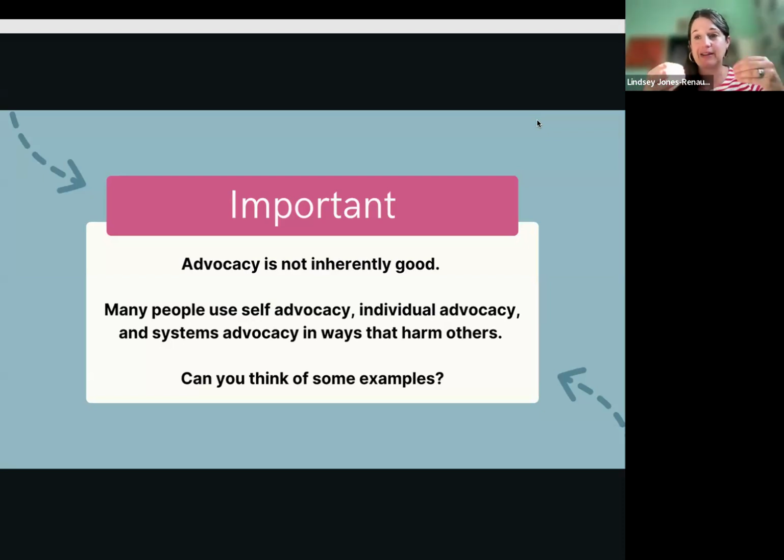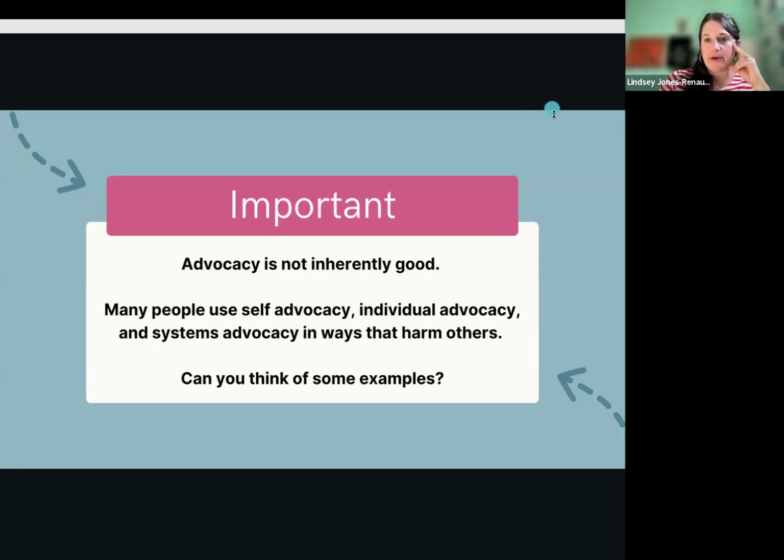So that's important to keep in mind: advocacy in and of itself is not inherently good. It's what you're using that advocacy for. It's what that issue is and how you are analyzing and thinking through how that issue will affect others that makes sure it is being done for good. But plenty of people use advocacy for not good.